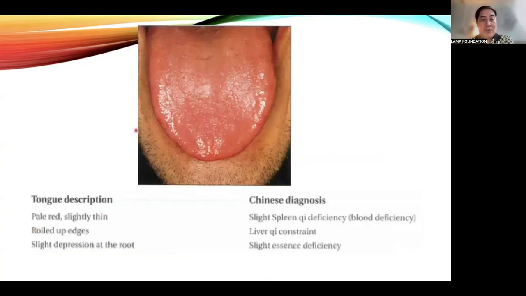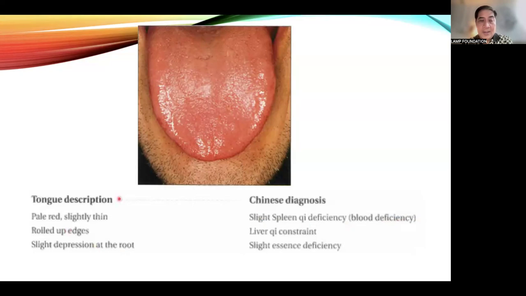So according to the book, it's pale red. So the color is normal. Pale red is normal. But what is very noticeable here is that the tongue is slightly thin. So what does it mean when the tongue is slightly thin? It lacks nourishment. So we have here slight spleen qi deficiency. So here it's really thin, thin, thin there. So you have blood deficiency.